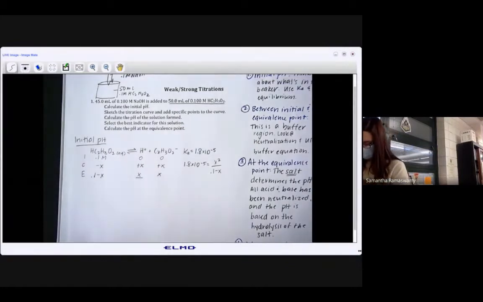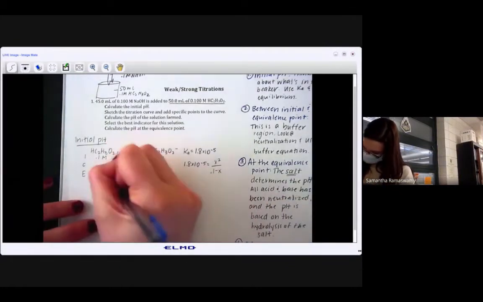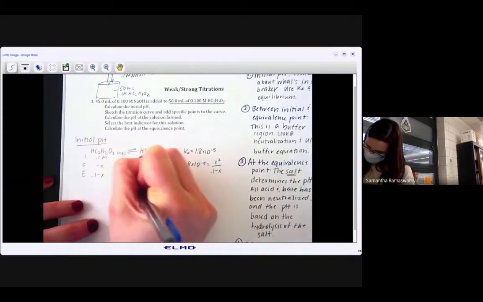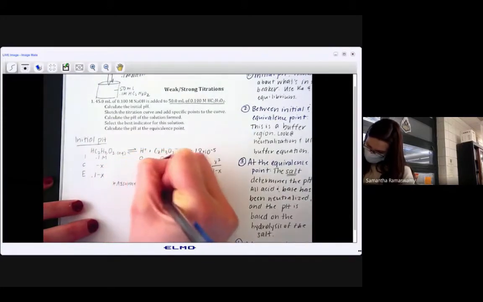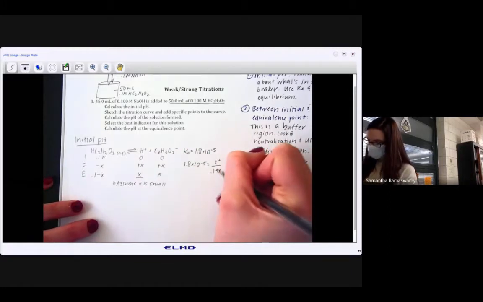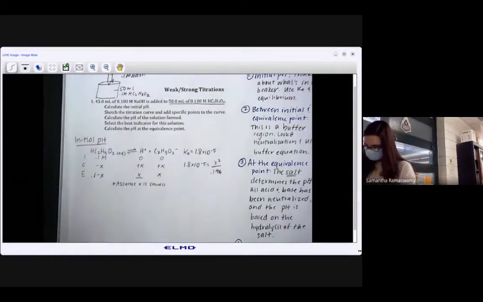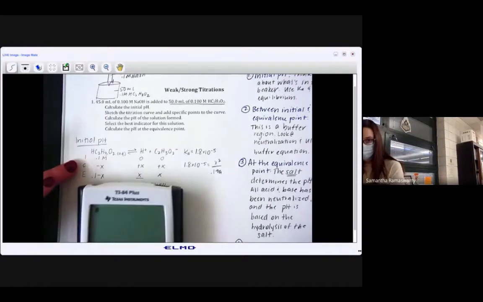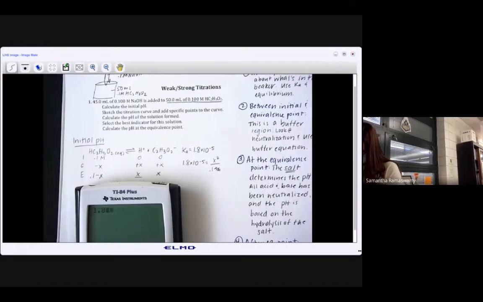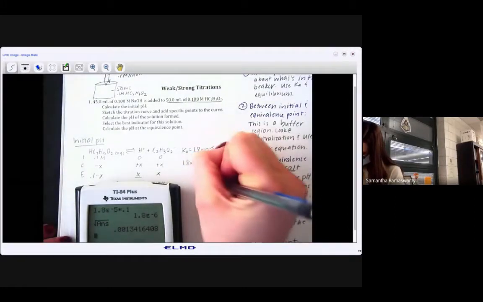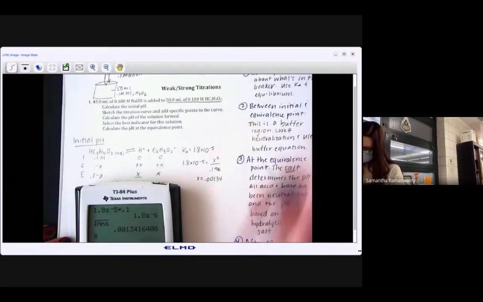And then to prevent the quadratic, I can assume x is small. That allows me to ignore this minus x. And so I could do 1.8 e negative 5 times 0.1, multiply the 0.1 over, and then take the square root. 0.00134.